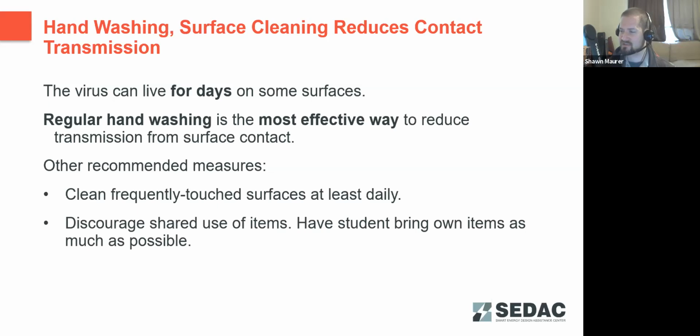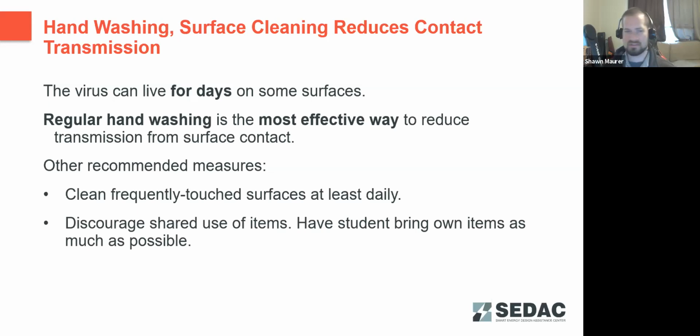Hand sanitizers are not as preferable as hand washing, as the sanitizer doesn't actually remove the virus from your hands, it kills it on your hands. But it is not 100% effective at that kill rate. So if hand washing isn't available, sanitizer is a good backup, but regular hand washing with soap and water is the best way to remove those particulates from your hands.